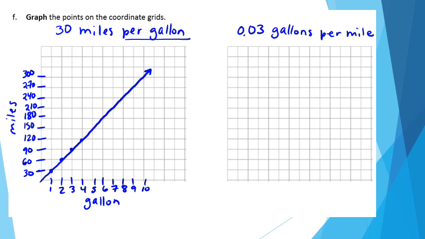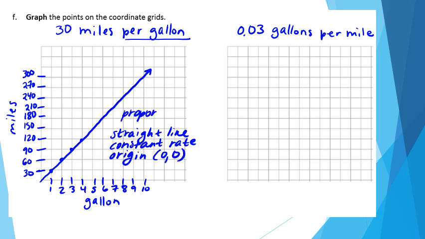So notice there are several characteristics that make this a proportional relationship. Can you remember what they are? It's a straight line. It has a constant rate of change. And it goes through the origin. So I know that this is a proportional relationship.